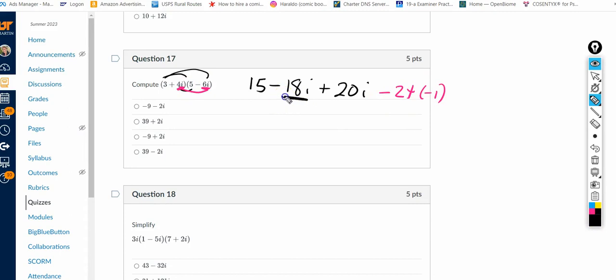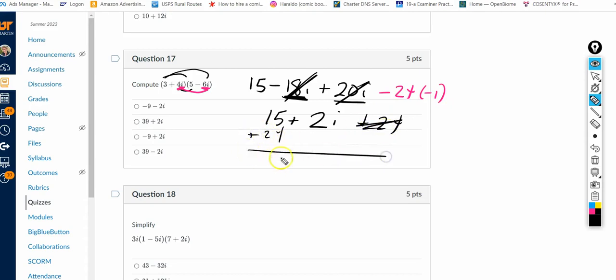So -18i plus 20i is 2i. And I'm going to have 15 plus 2i, and -24 times -1 is +24. And so if I add 24 to that, I'm going to have 39 plus 2i.